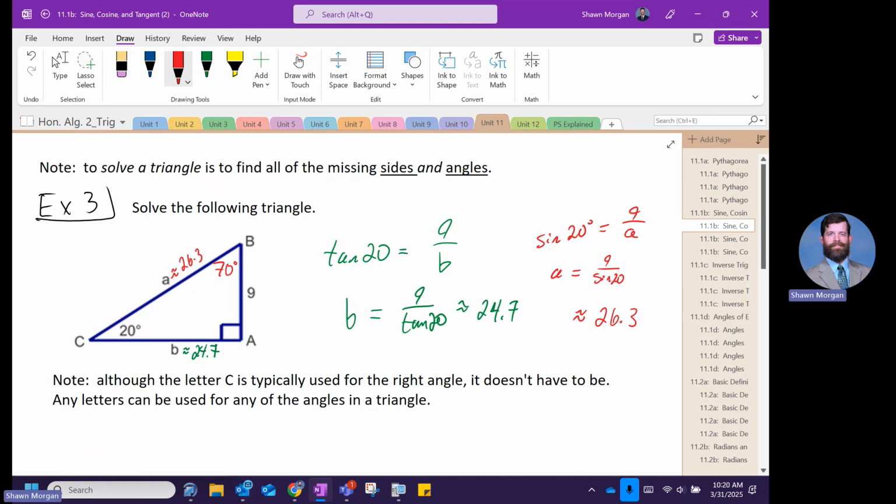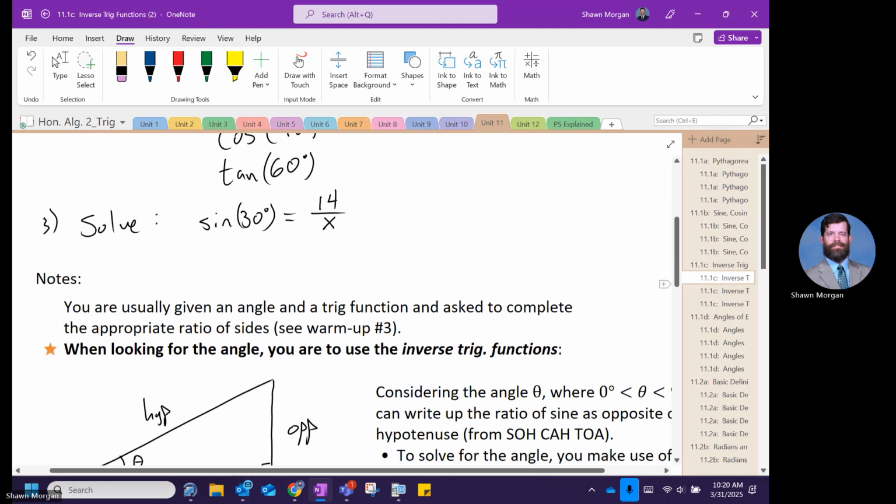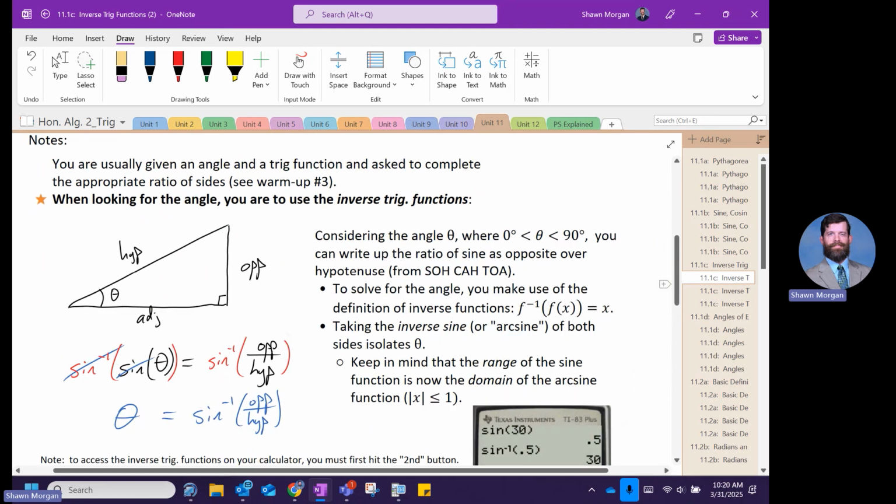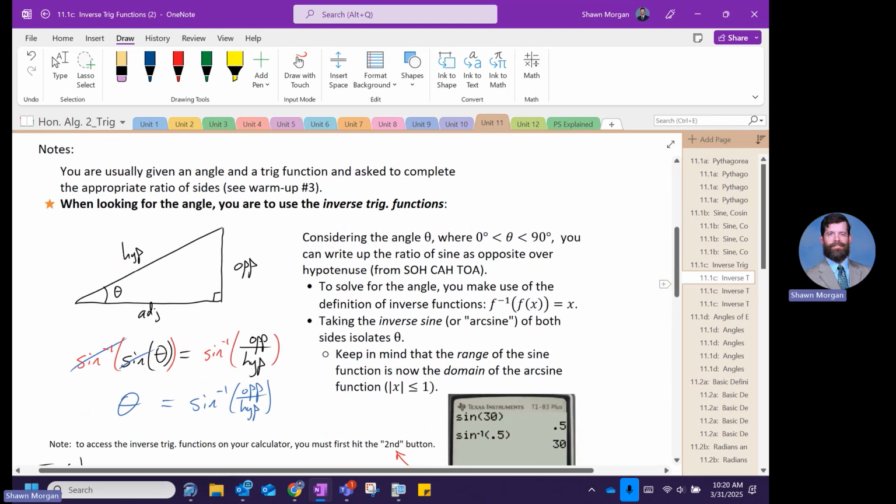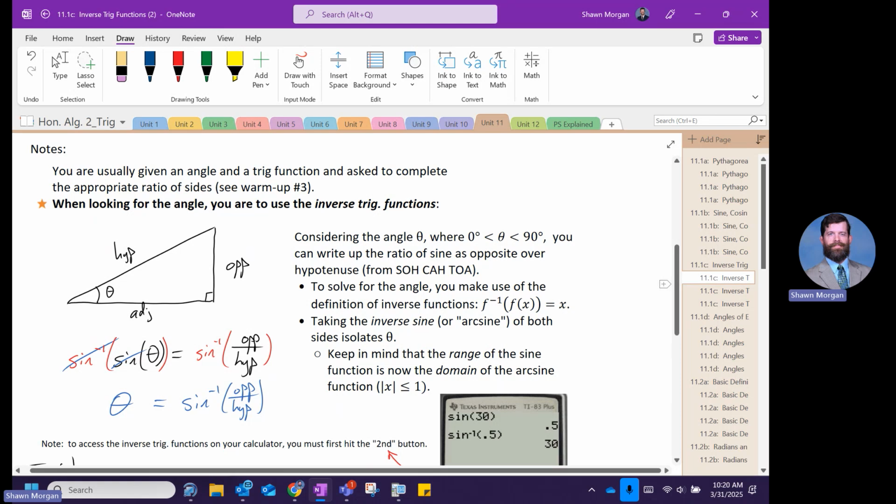All right, that's right triangle trig in a nutshell. You're welcome. That's SOH CAH TOA. There we go. Now, we're going to flip that coin over, and we're going to talk about inverse trig functions. This is not as complicated as it might look. I've got a lot of stuff up on the screen. Let's talk turkey just for a sec.